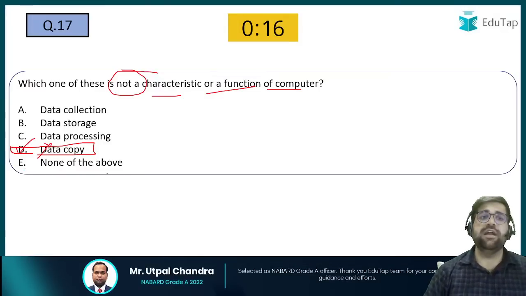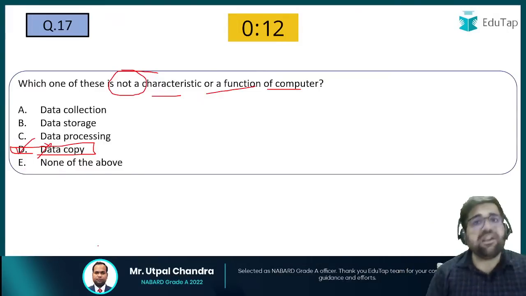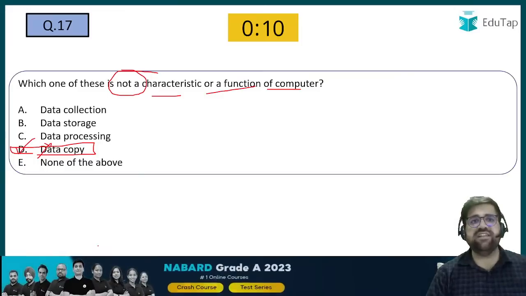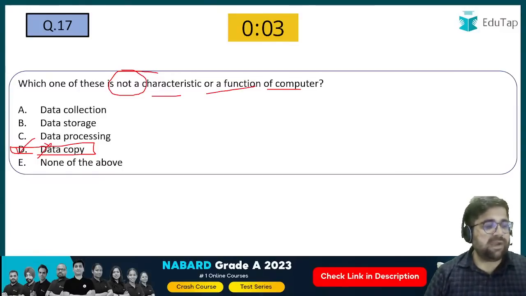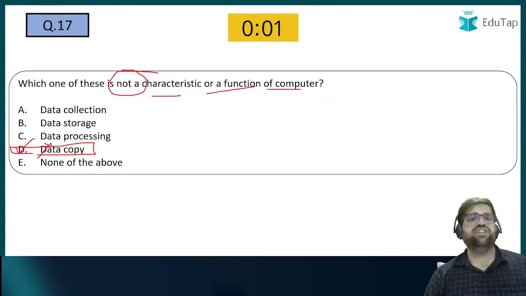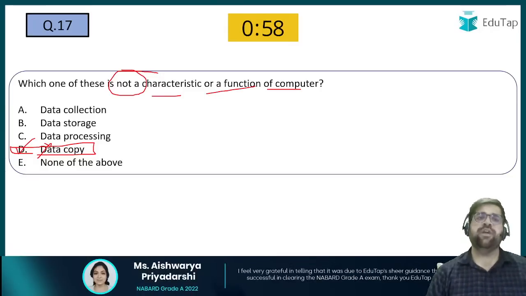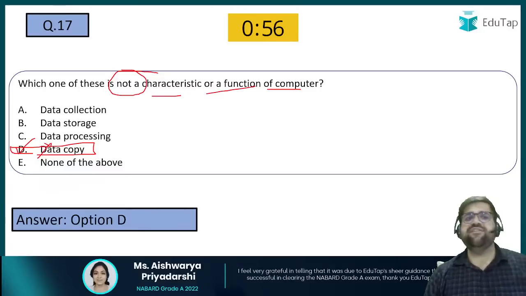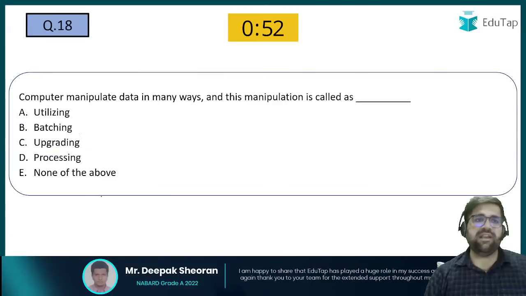if you store data, then only you will receive information. Data storage, it will definitely, whatever data you add to the computer will be saved somewhere in the computer. Data processing simply means that it is converting data to information, as simple as that. But data copy is not one of the functions, or I should say is not one of the basic functions of computer. Okay, again, the answer will be option D. Those who have given the answer as D, kudos to them. You are on the right track.